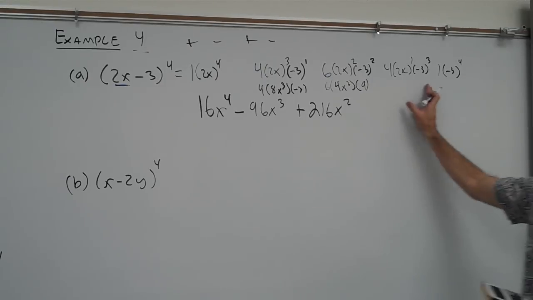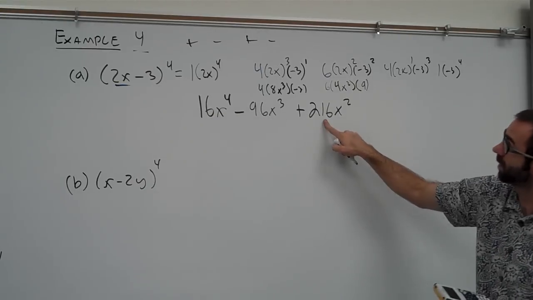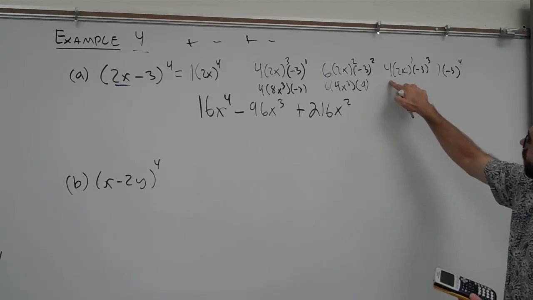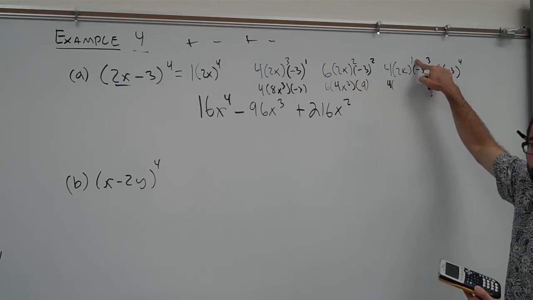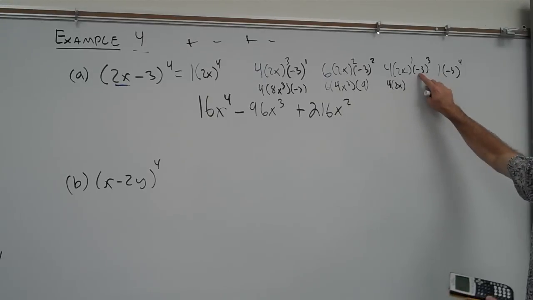Lastly, actually, we still have these two right here. So again, plus, minus, plus. Let's see if this is going to happen again. Are we going to get minus? Well, this is 4. 2x to the power of 1 is just itself. That's just going to be 2x.